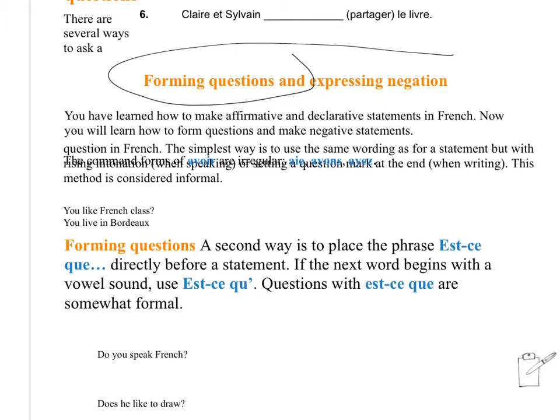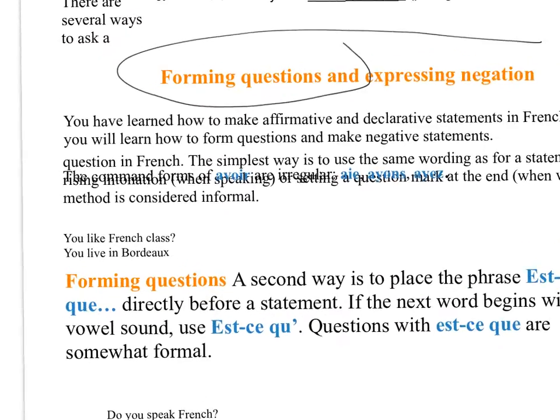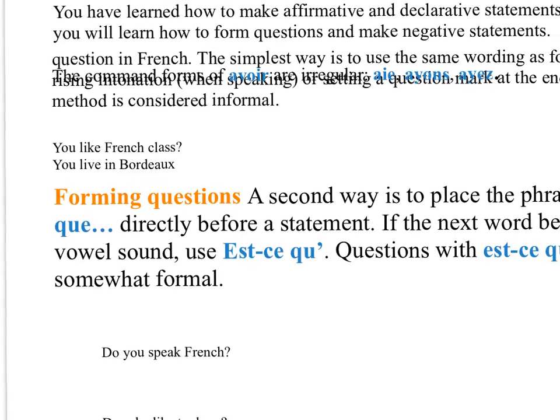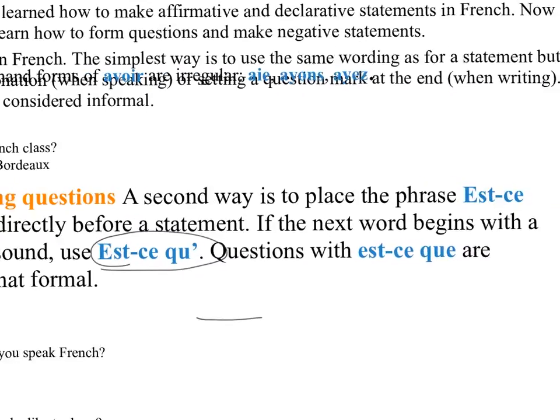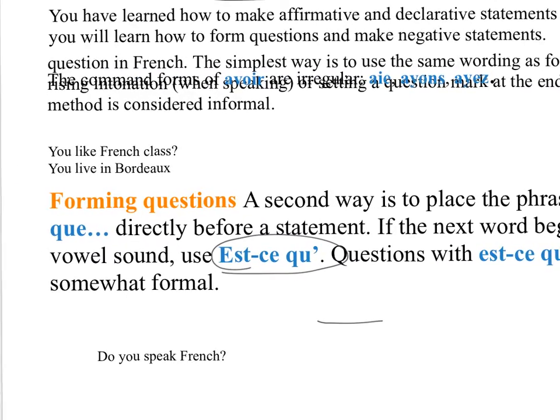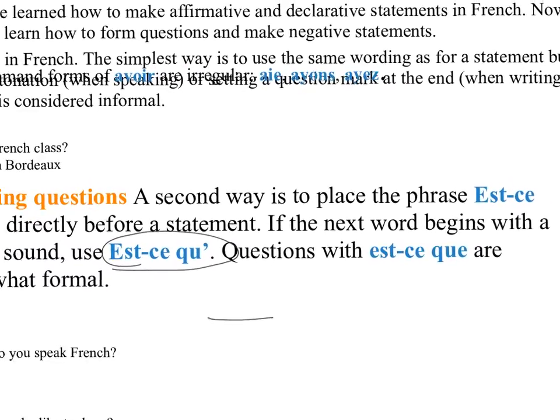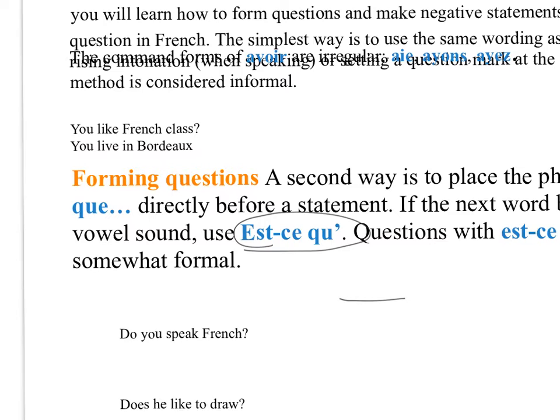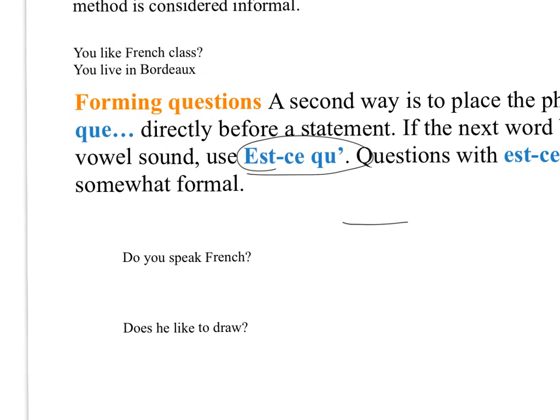The simplest way to make questions is to use est-ce que. You put that in front of the statement. So you place est-ce que directly before a statement. If the next word begins with a vowel sound, then use est-ce qu' and you put an apostrophe in here. Est-ce que je peux aller à la toilette? Est-ce que je peux aller à mon casier?